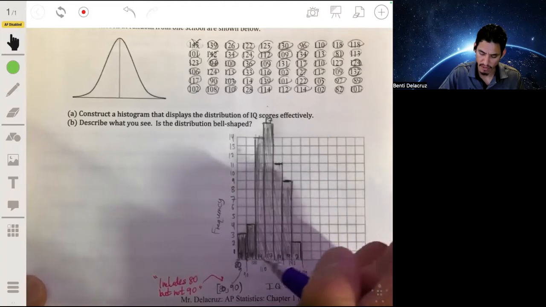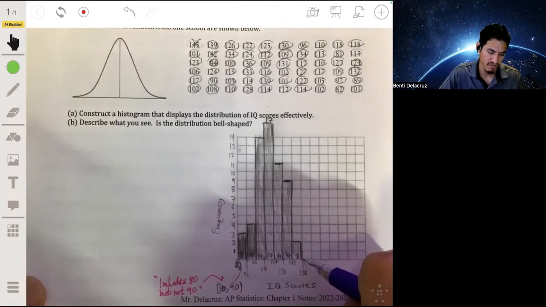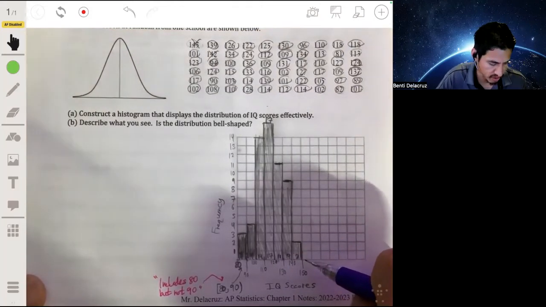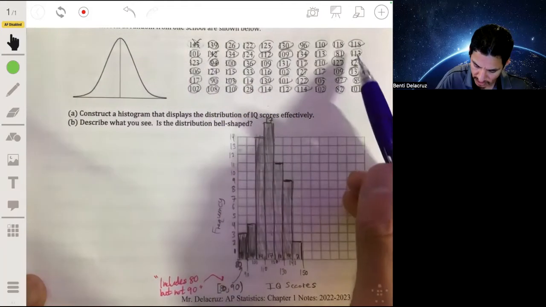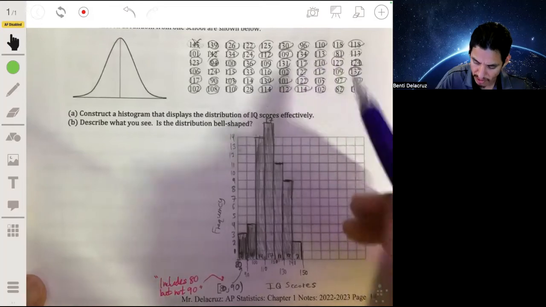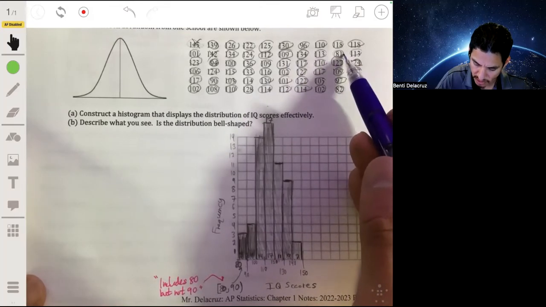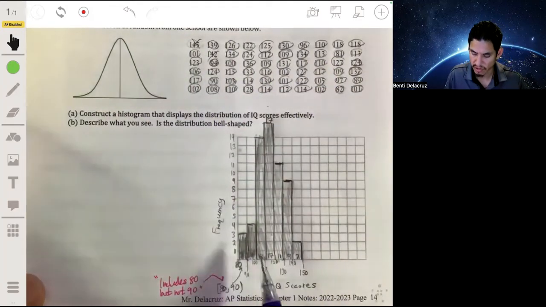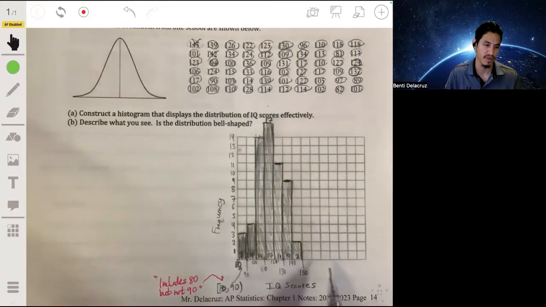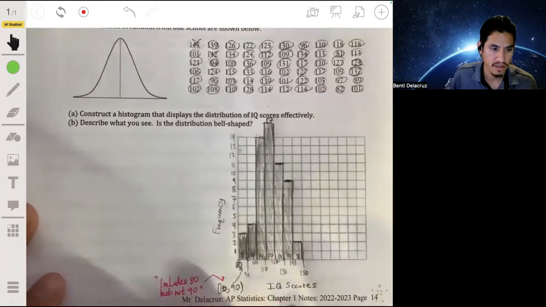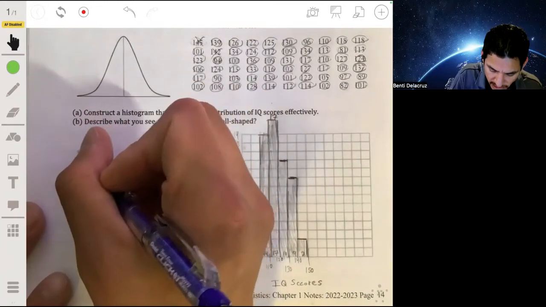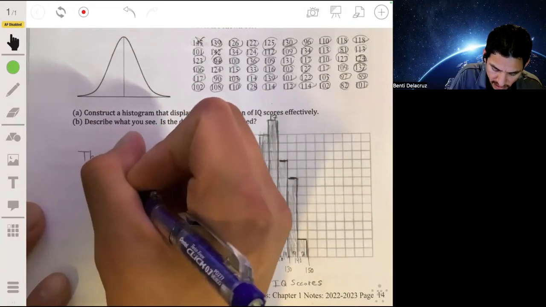And they vary from 80 to 150 in the histogram, but the real values vary from 80 to 145. There doesn't seem to be really any obvious outliers. So let's go ahead and write that down in a couple sentences.